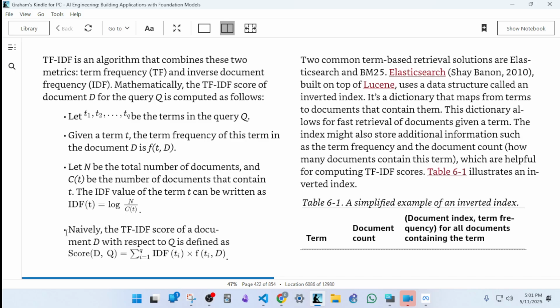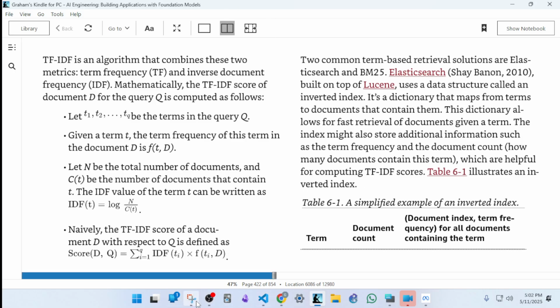Naively, the TF-IDF score of a document D with respect to Q is defined as score(D, Q) equals the summation over i from 1 to q of IDF(t_i) times f(t_i, D).